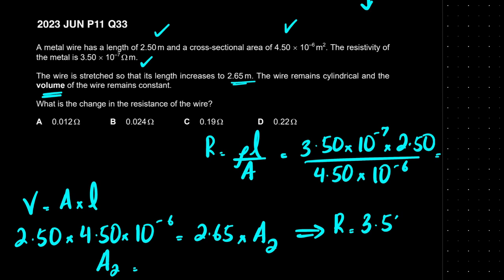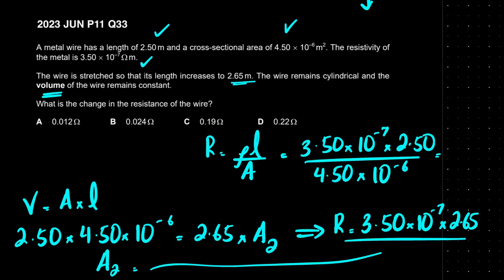So 3.50 into 10 to the negative 7. Length is 2.65. Whatever this new area is that you have, and you just subtract the two. Again, this is a pretty calculator intensive question. So I don't have my calculator with me right now, but the answer should turn out to be this if you do this exactly like how I explained.